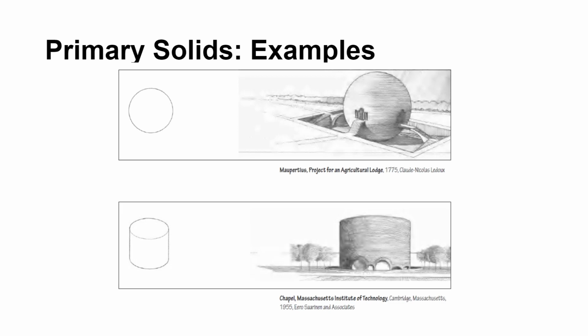Primary solids examples. This is the Prometheus project for an agricultural lodge. The spherical shape is used to create the impression of an accent in a landscape setting. Next, the Chapel at the Massachusetts Institute of Technology, by Eero Saarinen and Associates, uses the cube and the cone as a base for the shape of the building.